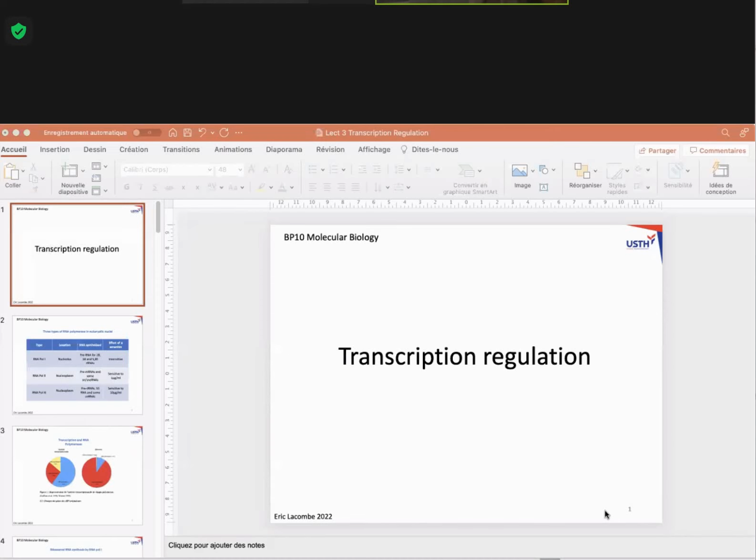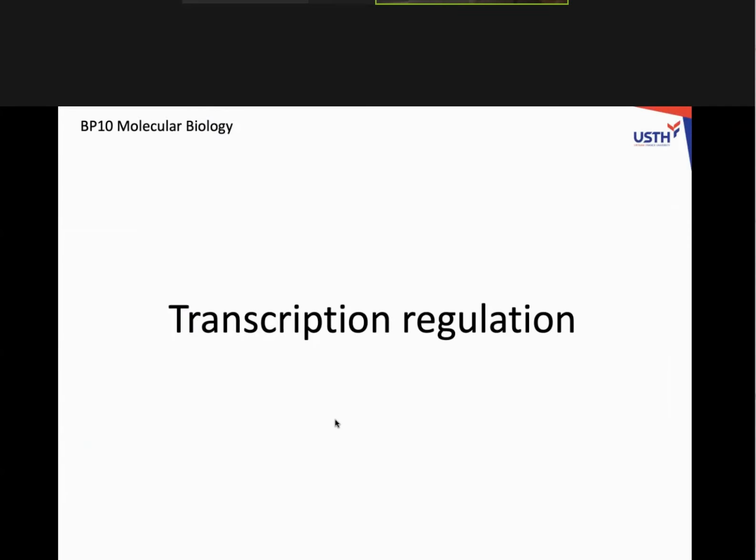So we start the transcription. Wait, it is this one. Okay. Partition. So now, wait, because I've got so many windows, I need to close everything. Okay. So now you see the slide with transcription regulation written. Okay.